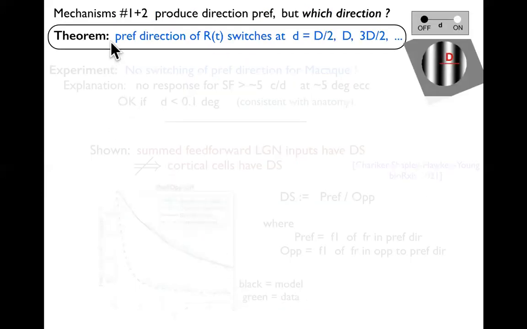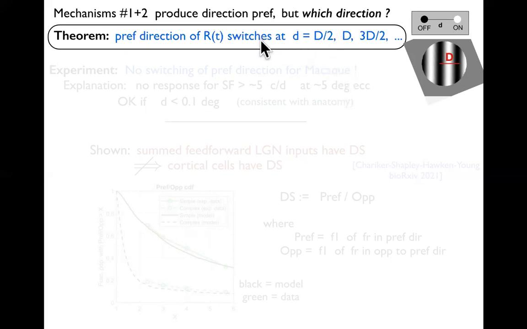Okay, so mechanisms one and two together produce direction selectivity, but which direction does it? And this is something that in the idealized setting one can prove. What it depends on is this distance d between the on and off cell. Let's measure everything according to retinal distances, so in degrees, and the spatial frequency of the grating. So what one could prove is that there is a very mild condition on the, from the last page that I did not state, but it doesn't really come in.